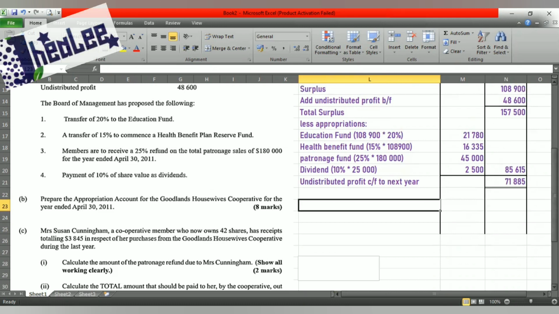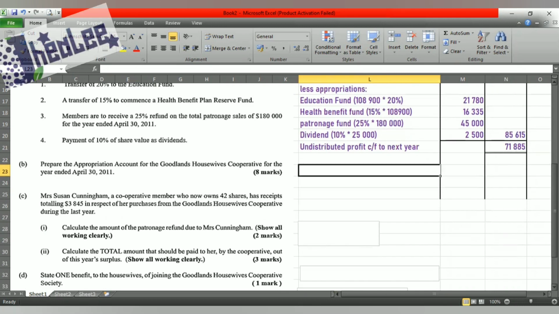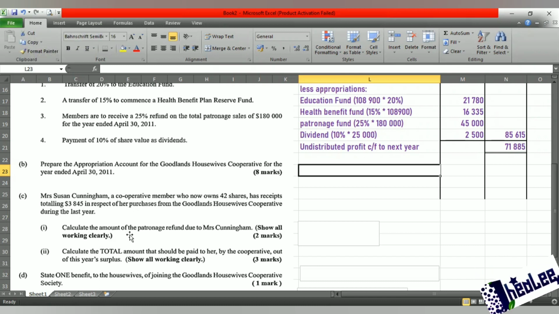We're now going to look at part C. Mrs. Suzanne Cunningham, a cooperative member who now owns 42 shares, has receipts totaling $3,845 in respect of her purchases from Goodlands Housewives Cooperative during the last year. Calculate the amount of the patronage refund due to Mrs. Cunningham. Show all working clearly. That is worth 2 marks.